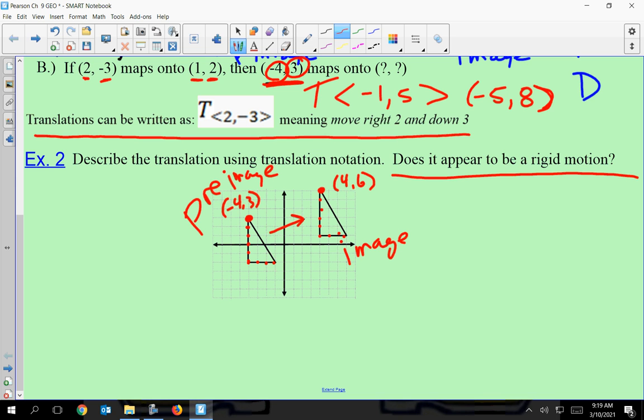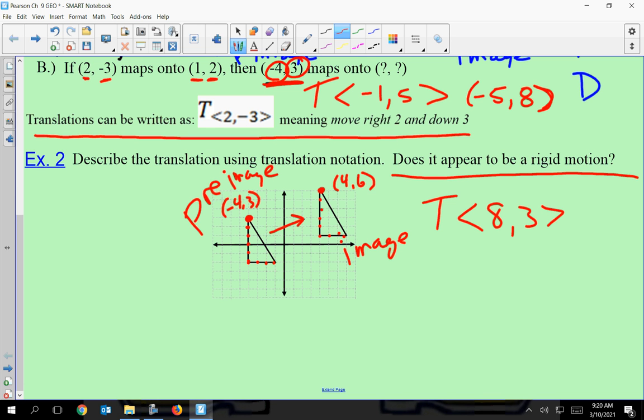Okay. Good there. So now what we want to do is we want to write a translation rule. How did my x values change? Well, it looks like I moved right, so that's in a positive direction. And the distance from -4 to +4, I believe, is 8. Okay. And then I look at my y values that went up in a positive direction and went from 3 to 6, so I believe that's 3. So now I have a translation rule.